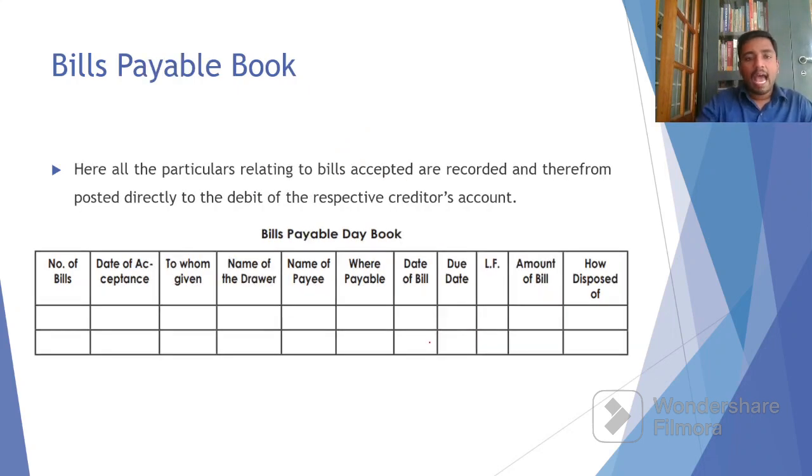It is something related with the customers. And the bills payable book means it is the amount which is payable by the business. Here it may be that goods have been purchased from a supplier, and a bill is created against that, and the amount is to be paid by our business at a future date. Such things are recorded in the bills payable book. This is the format of the bills payable book. You need to just see the format.